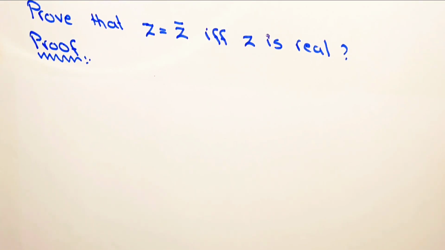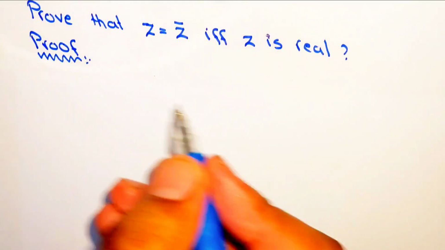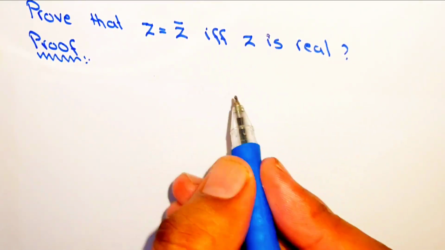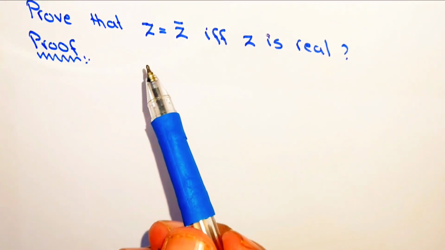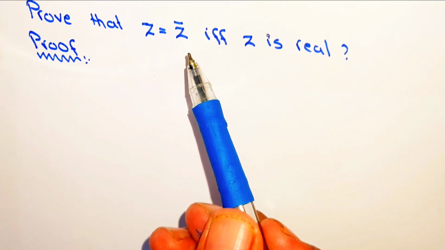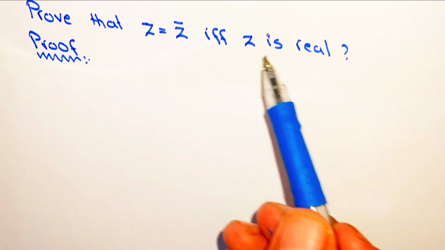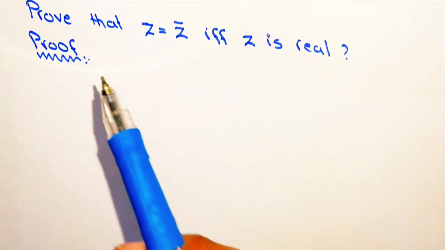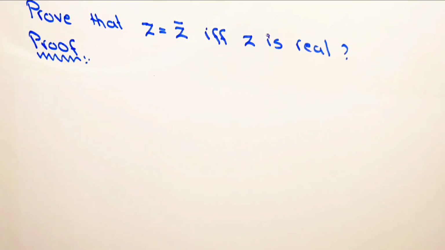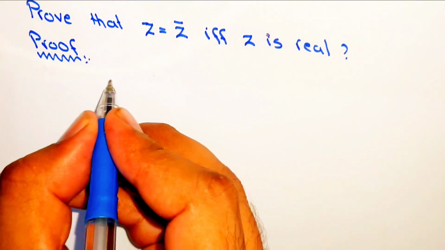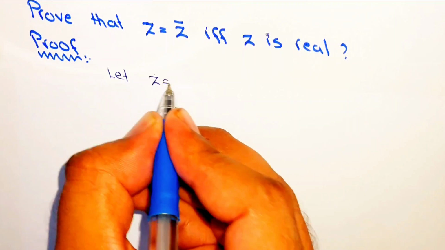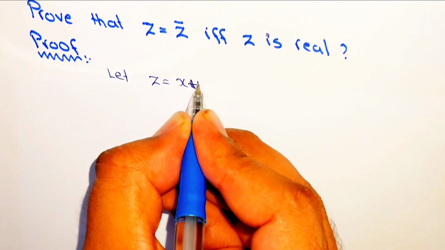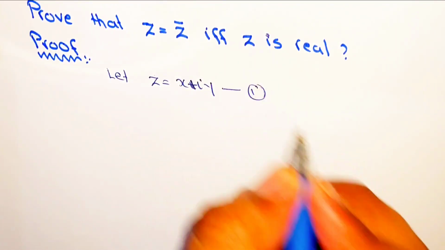So we are going to prove that z is equal to z conjugate if and only if z is a real number. To prove this, this is a two-sided proof. First we will take z is equal to z conjugate and prove at the end that z is a real number. Then conversely, we will prove that if z is a real number, then z is equal to z conjugate. As we are dealing with complex numbers, let z is equal to x plus iota y. So this is equation number 1.